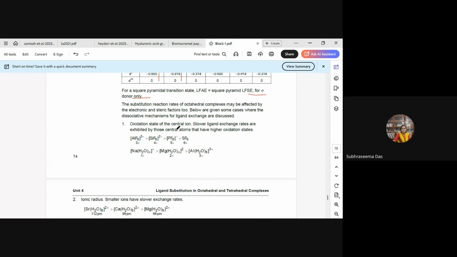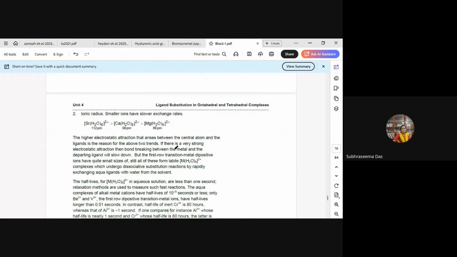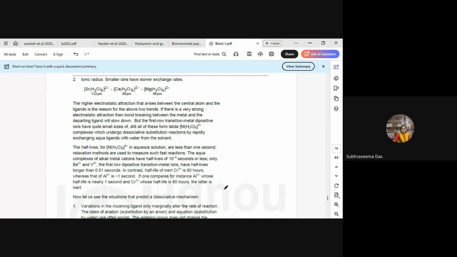So the substitution reaction rates of octahedral complexes may be affected by electronic and steric factors too. Some of the cases where dissociative mechanisms for ligand exchange have been discussed. The first factor is the oxidation state of the central metal ion: slower ligand exchange rates are exhibited by those central atoms that have higher oxidation state. The second factor is the ionic radius. Smaller ions have slower exchange rates. The higher electrostatic attraction that arises between the central atom and the ligands is the reason for the above two trends. If there is a very strong electrostatic attraction, then bond breaking between the metal and the ligand that is leaving will slow down.